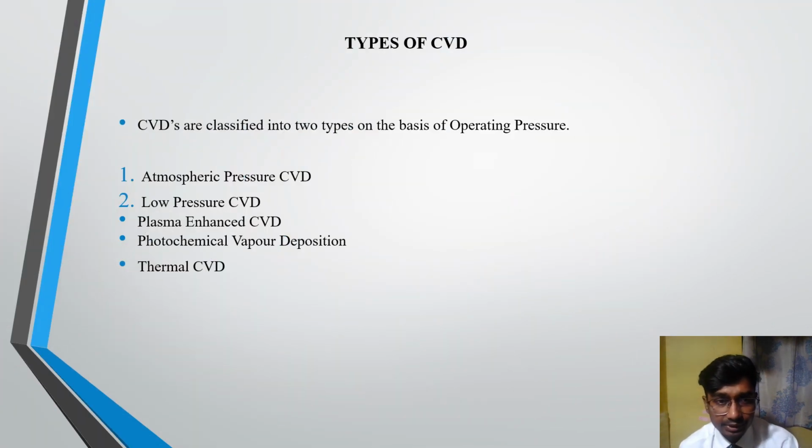There are 2 types of CVD. CVD is classified into 2 basic operating pressures: atmospheric pressure CVD and lower pressure CVD. Lower pressure CVD is also divided into 3 parts: plasma enhanced CVD, photochemical vapor deposition, and last is thermal CVD. We will first understand atmospheric pressure CVD.